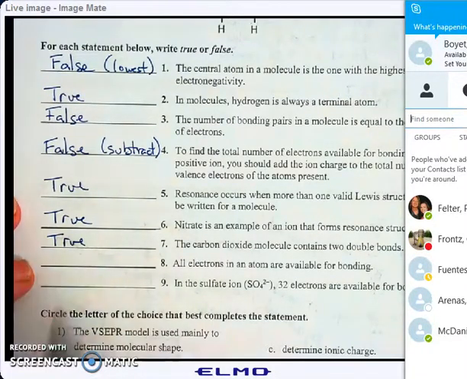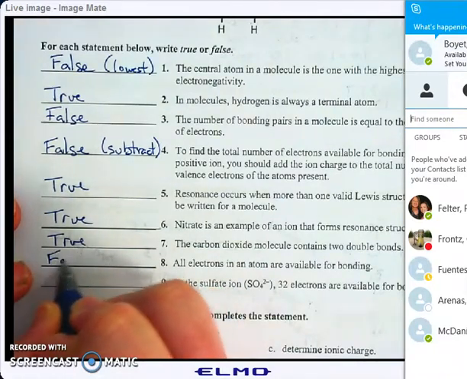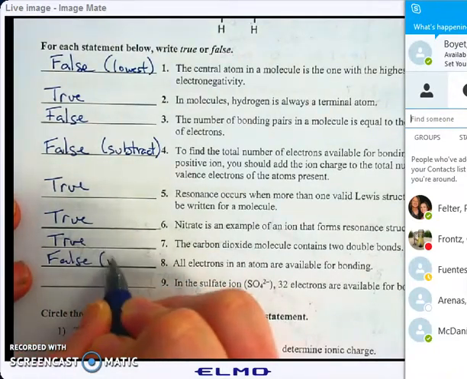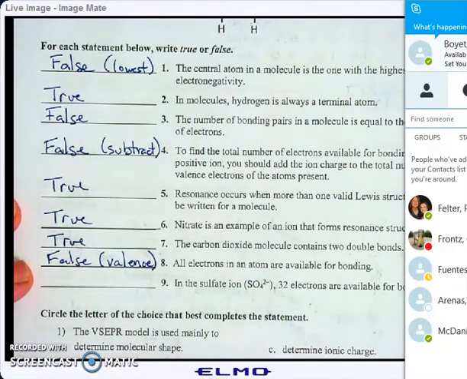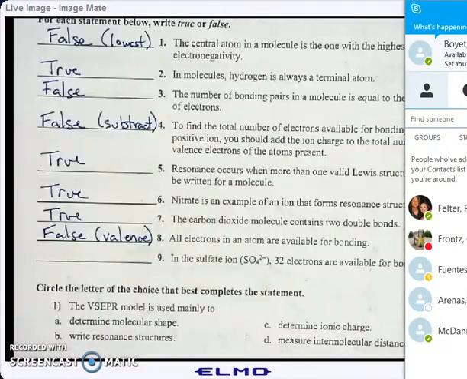Okay. False. Because it only includes valence electrons. Not all electrons are available, only those in the s and the p orbitals. Number 9.